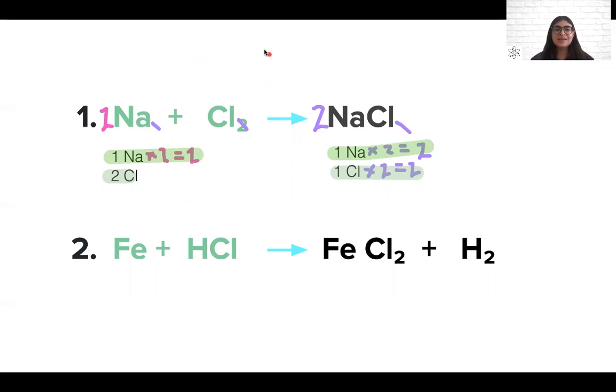Okay, well now let's do this one. This one seems a bit more complicated because we have more subscripts, but it's okay, we'll figure it out. The first thing we're going to do is count the original number on each side. So over here we have 1 Fe. Fe is iron. We don't have a coefficient, we don't have a subscript, so we can just assume it's 1. We also have 1 hydrogen, again, no subscript or coefficients, and 1 chloride.